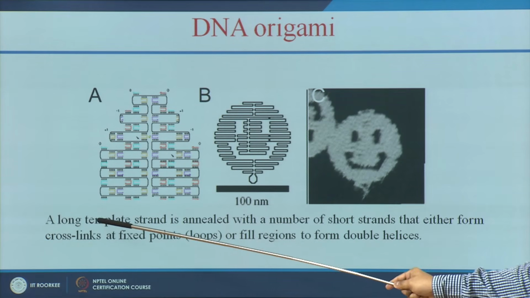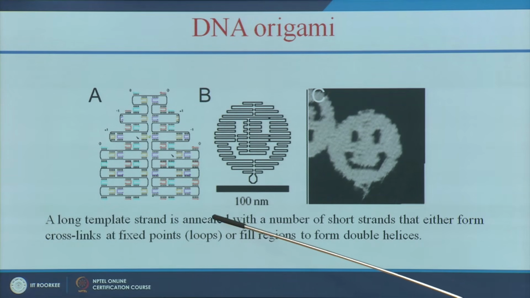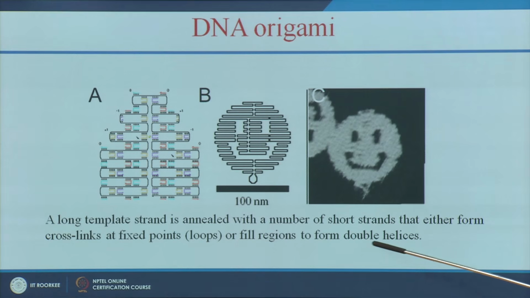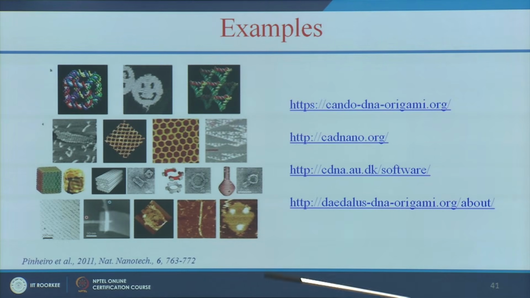So here the long template strand is annealed with a number of short strands, so that they either form cross links at fixed points or loops and fill the regions to form the double helices. So you will get the 100 nanometer smiley face using this DNA. Similarly we can make different kinds of structures using DNA as a construction material, and these are the free softwares available to design various nanostructures using DNA as a construction material.